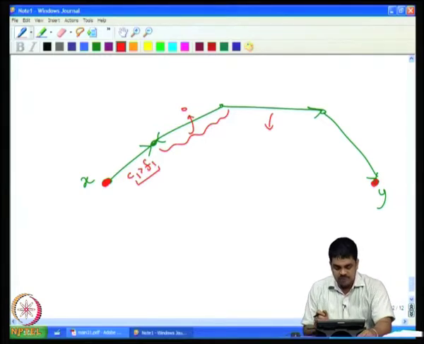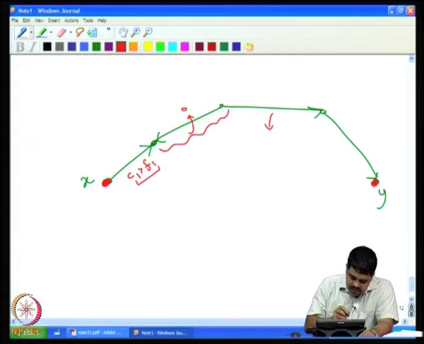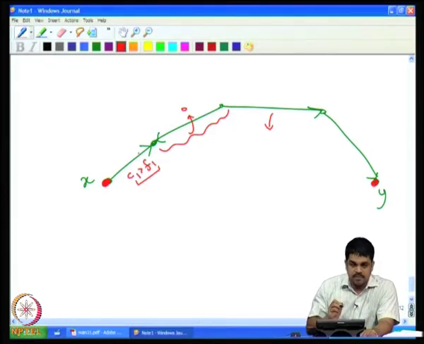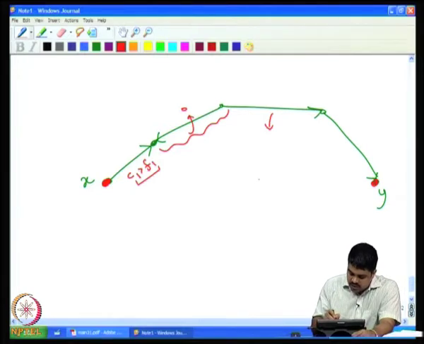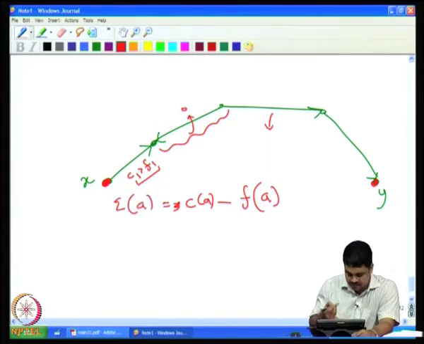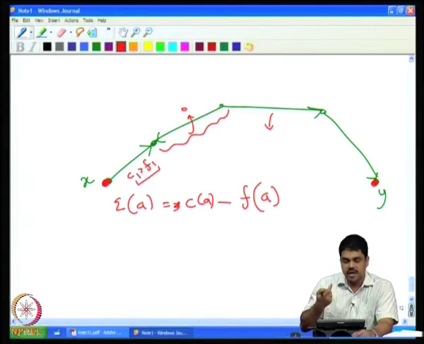How do we formally define this? We will consider that all the forward edges in this path have to be unsaturated, so that something more can be pushed through that edge, that means its flow is not equal to the capacity, there is some difference. This difference for a given edge A, C of A minus f of A, will be defined as the epsilon of that A, that is what is left on that edge, what more can be pushed through that edge.